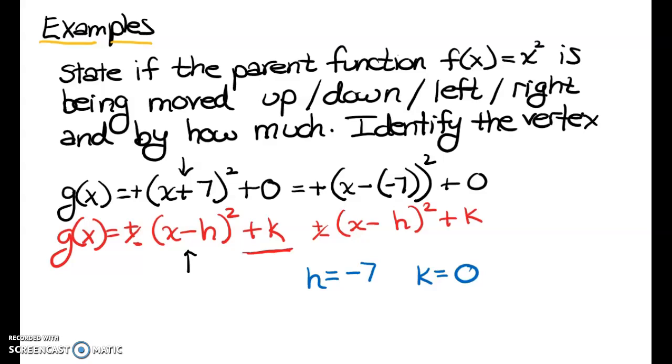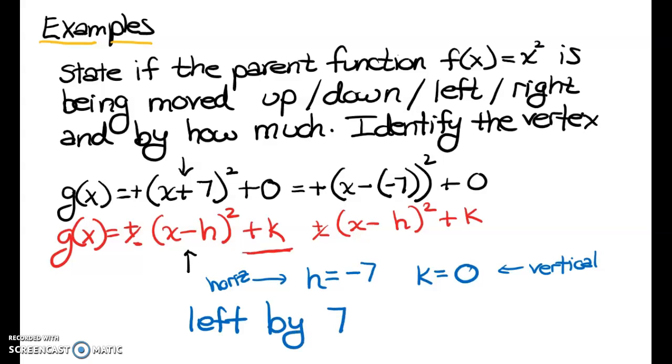So how do I know whether it's being moved left, right, up, or down? This is horizontal. This is my vertical. Horizontal is left, right. Vertical is up, down. So h is negative. According to my instructions, a negative h value tells me I am moving left by 7. Okay, we're moving the graph left by 7.